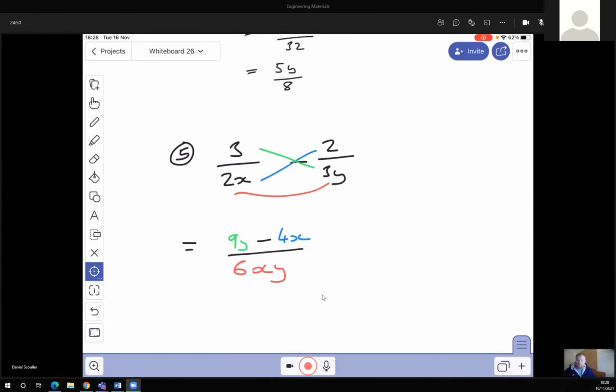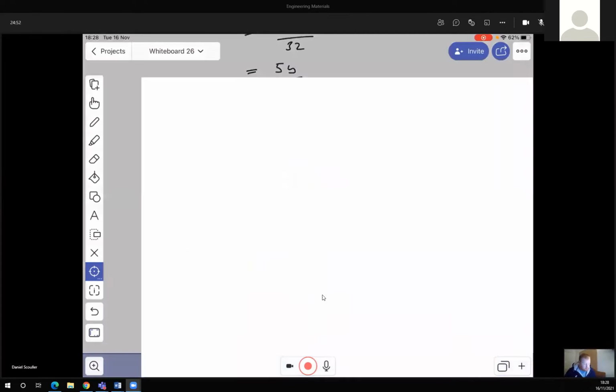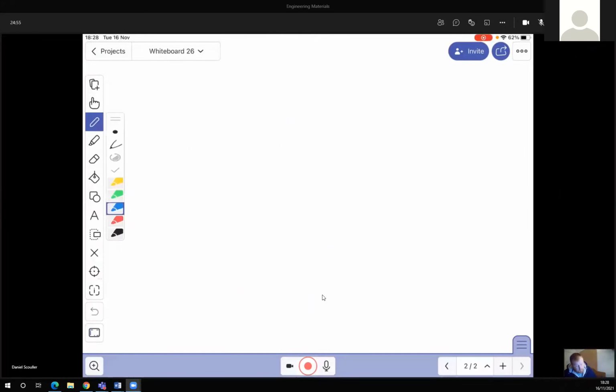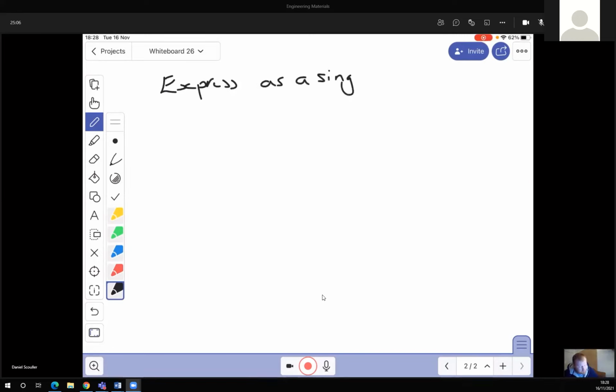Here's exactly how it's worded. The exam will give you: express as a single fraction in its simplest form. So it points you in the right direction.